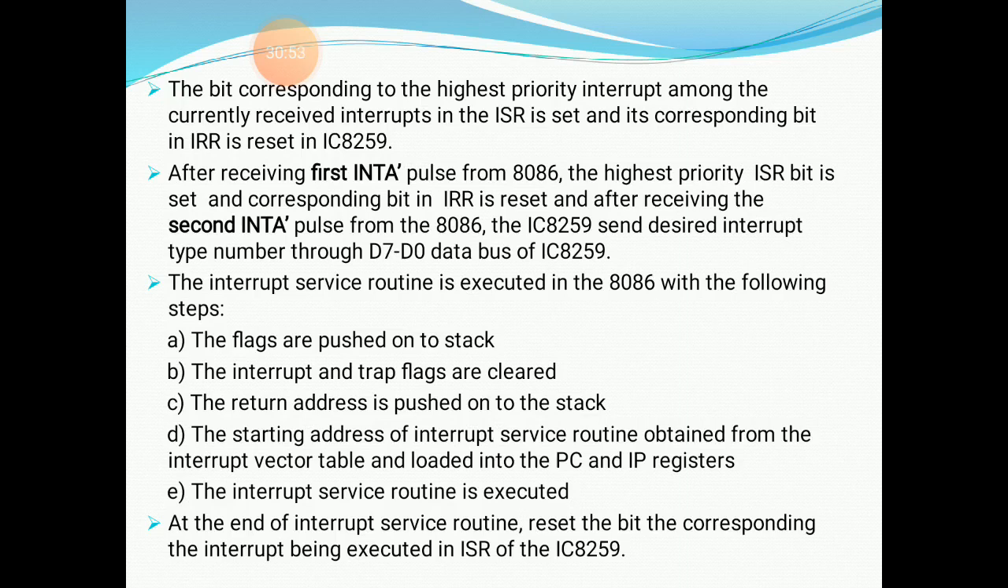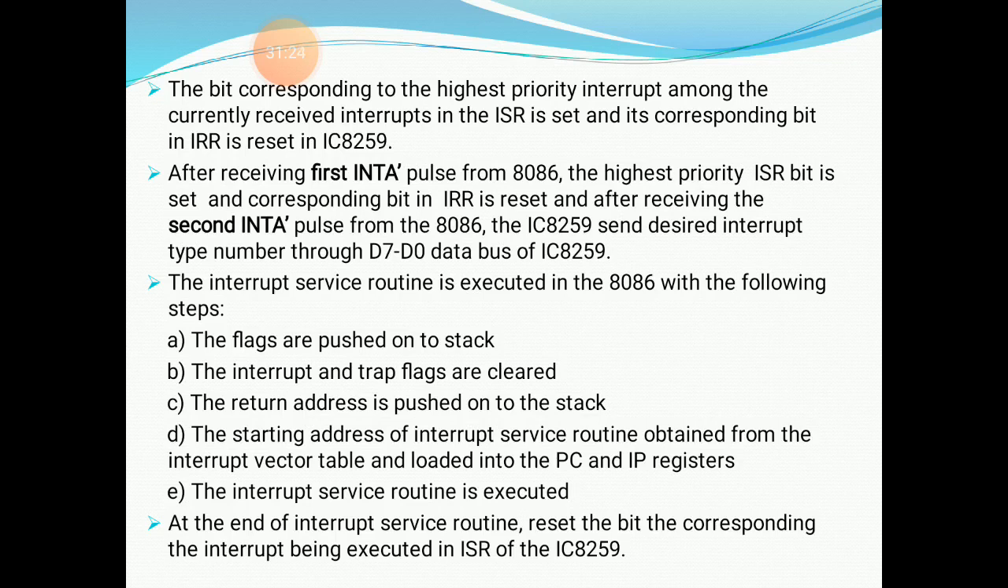Here the type number ranges from 00 to FF, that is 256 interrupts. 256 interrupts are represented with type numbers 00 to 255. So during the second INTA bar pulse, the 8259 sends the interrupt vector type number through 8 data lines to the processor. Now the processor receives the type number. According to the type number, the processor can execute the interrupt service routine, called the ISR program.